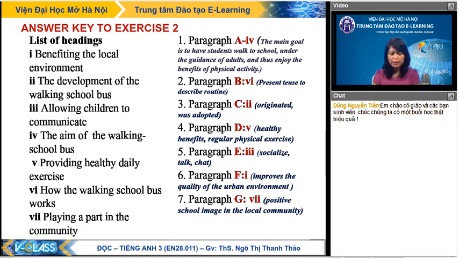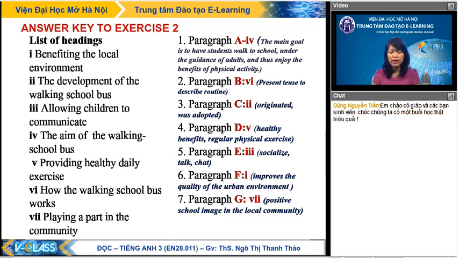Next one, paragraph C. The heading is number 2, the development of the walking school bus. Why? Now look at this one. Here are some keywords to decide that number 2 is the best heading for paragraph C. Originated, meaning that it came from, okay, was adopted. So you see that they are key points to decide that number 2 here is about the development of the walking school bus. Number 4, paragraph D goes with the heading 5, providing healthy daily exercise. Why?